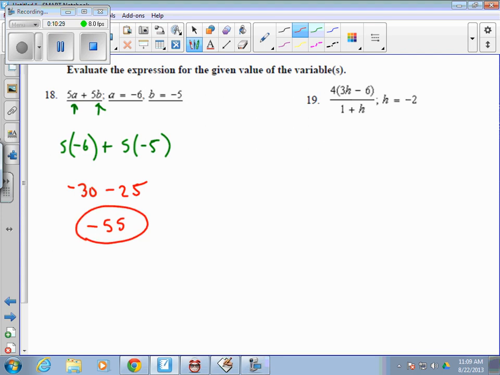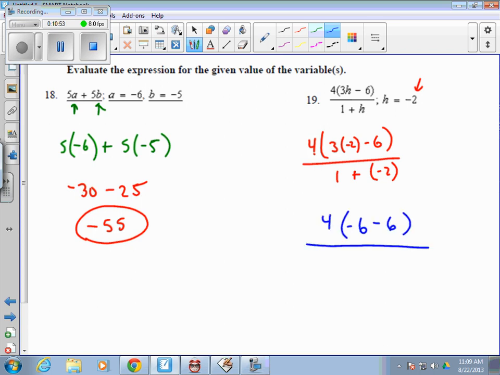4 times 3h minus 6 over 1 plus h, with h's value negative 2. So you're left with 4 times 3 times h, which is negative 2, minus 6, over 1 plus negative 2. Do the innermost ones first. 3 times negative 2 is negative 6. Still minus 6, still times 4, over 1 plus negative 2. Do its inside parentheses again. Negative 6 minus 6 is negative 12.